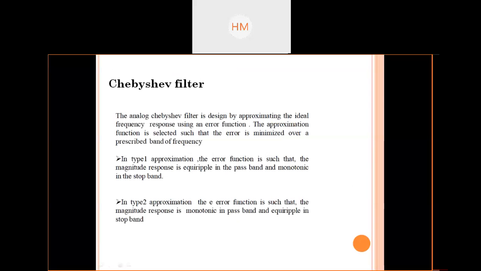So this is another method to represent filters. How can we define this filter? This filter's frequency response shows ripples in the pass band. The design approximation is equivalent to your ideal frequency response, but here we will use some error function. The approximation function is selected such that the error is minimized over a prescribed band of frequency.